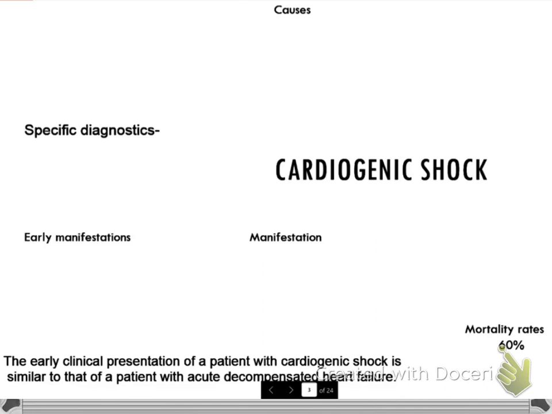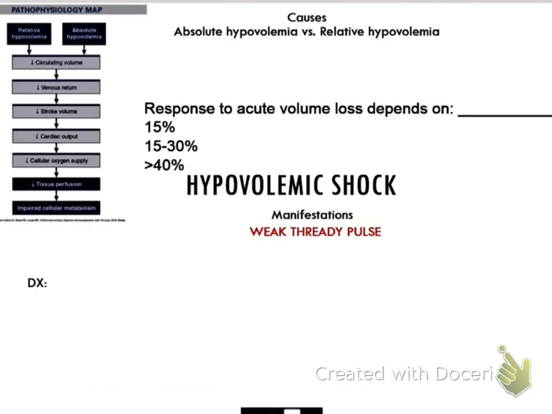So basically, anytime we talk about any of the shocks, it's going to be either a problem with the pump, your heart, or a problem with the pipes, so your veins and arteries, or with whatever's flowing through the pipes, your blood. So when we talk about cardiogenic shock, there's a problem with the pump.